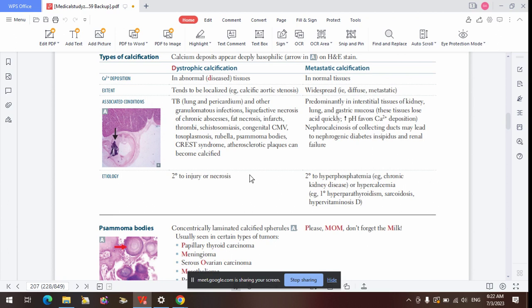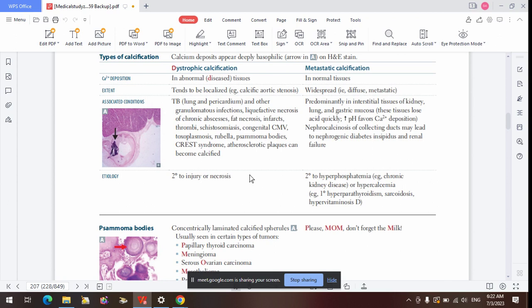But for metastatic calcification, there is no disease focus. There's nothing that is damaged. It's just that the level of calcium in the body is too high, and that calcium needs to find a way to deposit in regions of the body. And we said that the deposition is widespread, so it goes to so many organs. But for dystrophic, it's localized. It typically goes to the organ that is diseased only.